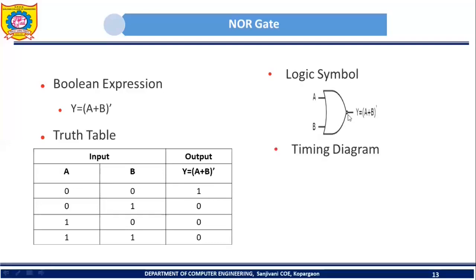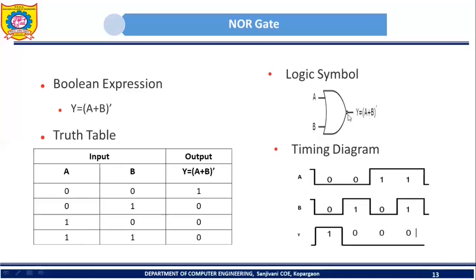Then timing diagram. This is the timing diagram for NOR gate. There are a total of 3 digital signals. The first two signals indicate input of NOR gate and the third signal indicates output of NOR gate. This diagram indicates that output of NOR gate is 1 when inputs are 0, 0. Otherwise, output is 0.